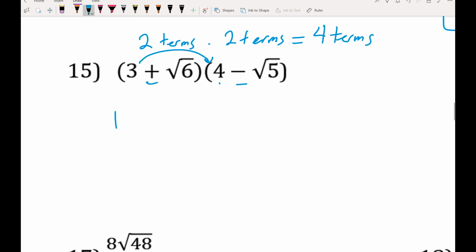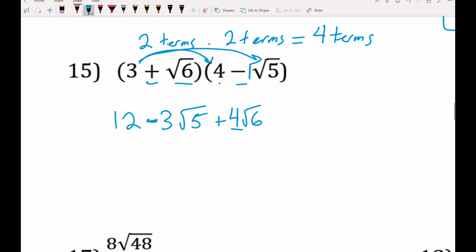So 3 times 4 is 12. 3 times negative radical 5, well, I know it has to be negative, and the coefficient in front of this radical 5 is just a 1. So 1 times 3 is 3, and I just rewrite the radical 5. Radical 6 times 4 is plus 4 radical 6. Notice I always write the coefficient in the front. And radical 6 times a negative radical 5 is negative radical 30. Since they're both under the radical, when I multiply them, I could keep them under the radical.